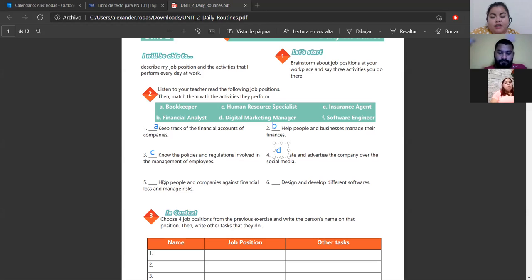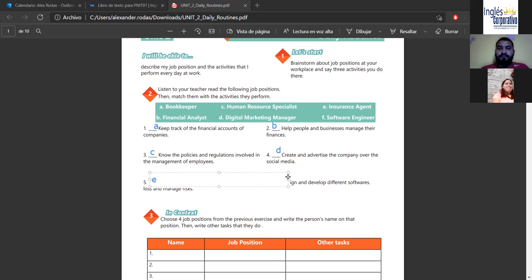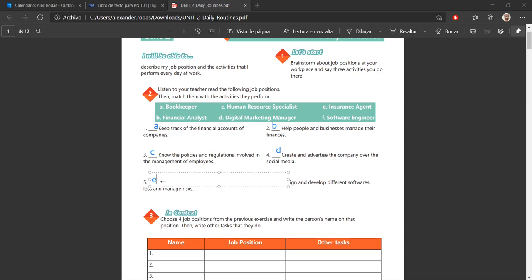Insurance agent. For example, if you drive a car, right, you need to have an insurance. So if you have an accident, the insurance company is going to pay for that. Exactly. Very good. Do you have any questions? For the moment, no teacher. Ok, I'll see you in a moment. Bye, bye.